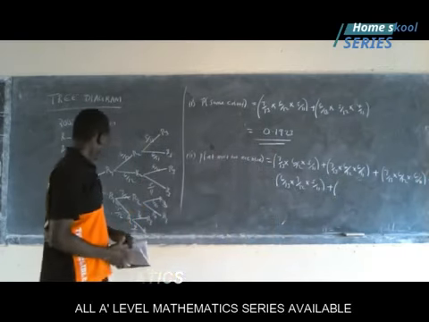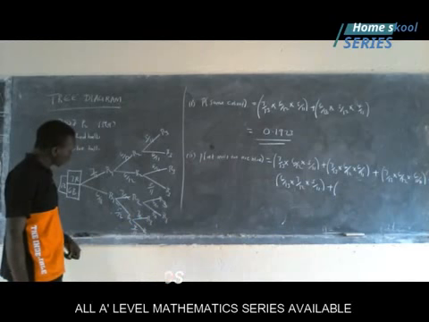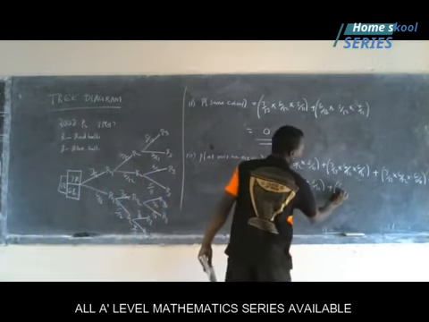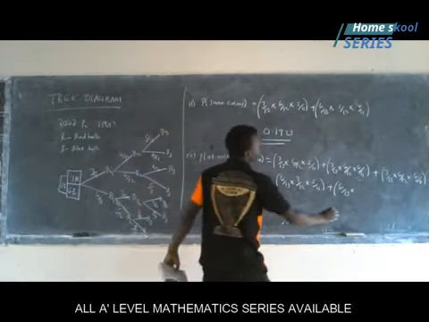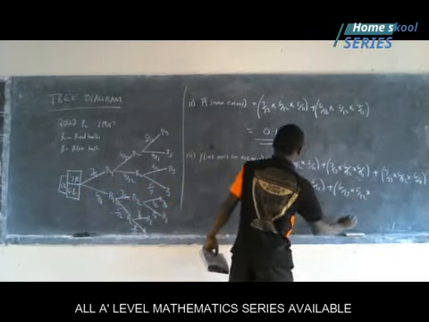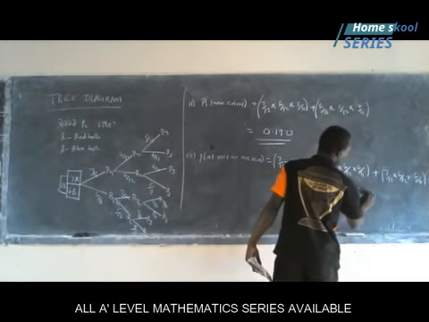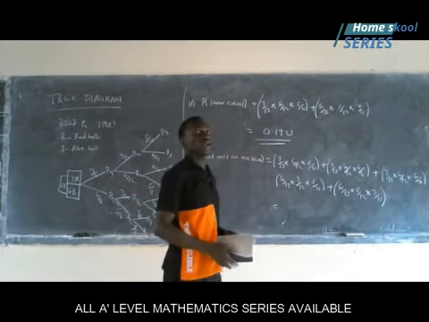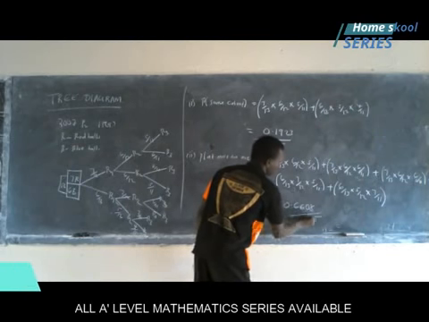Plus, and then at most, lastly, getting 2 blues. We are having this, we are having this, we are having that. 6 over 13 times 5 over 12 times 7 over 11. This, on simplifying, then gives us 0.6608 as our final answer.